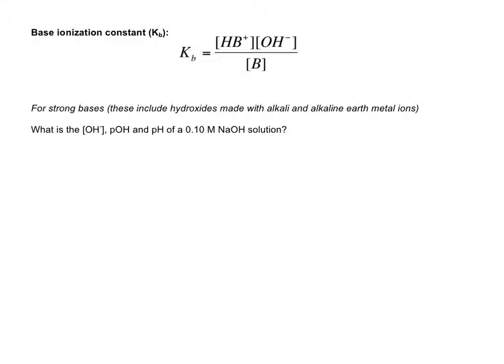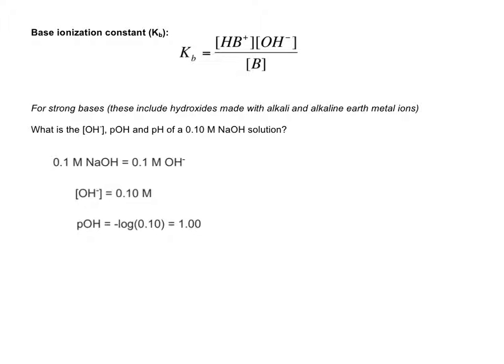Okay, so for strong bases, just like this was really straightforward for strong acids, we can do these calculations very easily. So what's the OH minus, the pOH and the pH of a 0.10 molar NaOH solution? If we have a solution that is 0.1 molar NaOH, then all of that dissociates, and so we have 0.1 molar OH minus when we finish. Okay, and so the OH minus concentration is just going to be that 0.1 molar. The pOH, just like the pH, is the negative log, but in this case it's the negative log of the OH minus. So the negative log of 0.10 molar is going to be 1. Okay, so the pOH is 1.